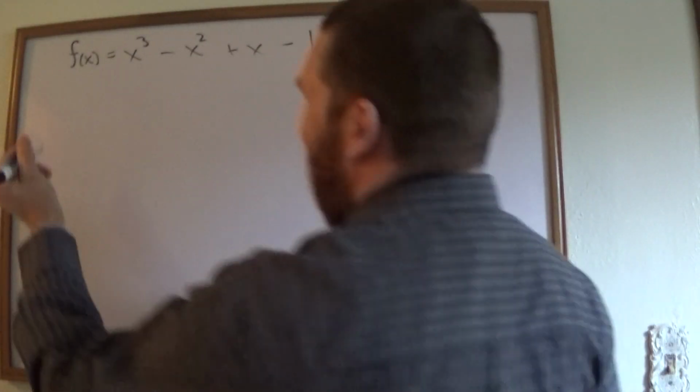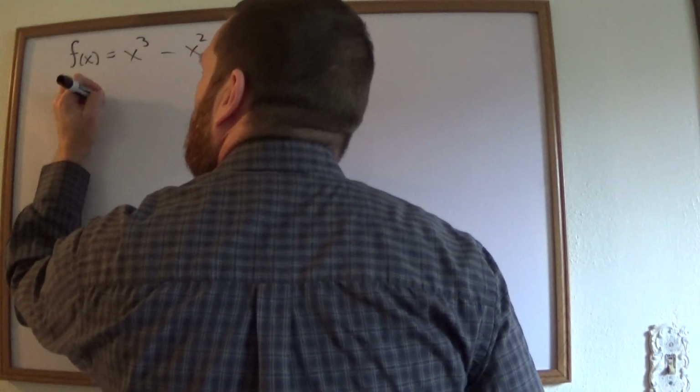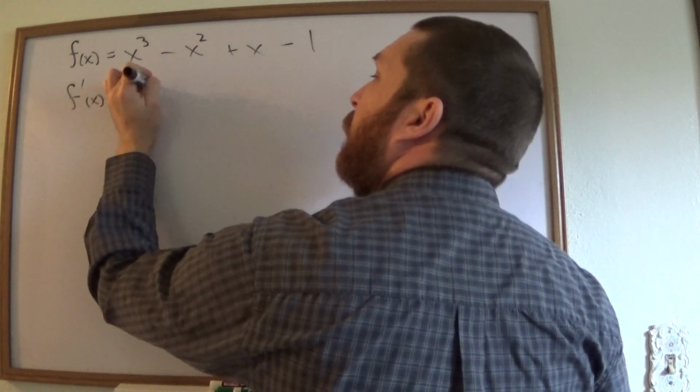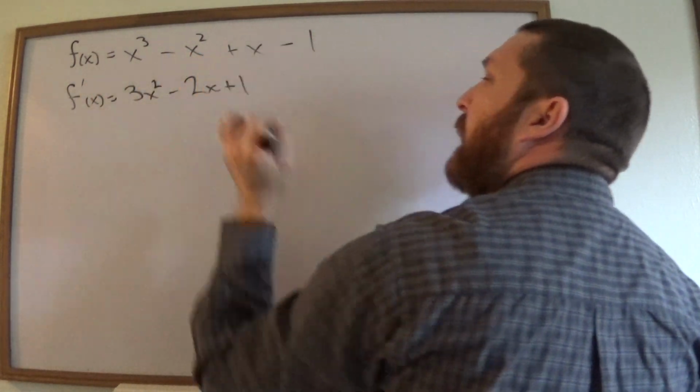Derivative equals 0. Alright, then we take the derivative, 3x squared minus 2x plus 1. And I do what with it?